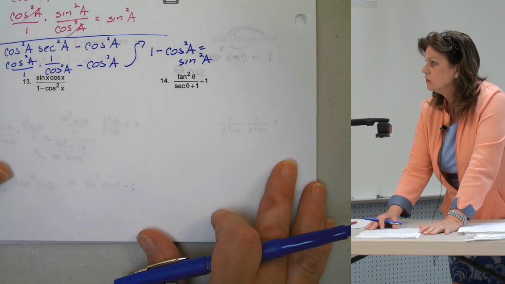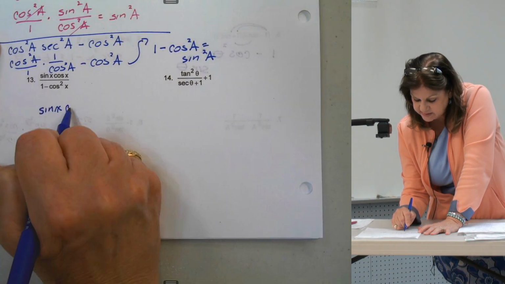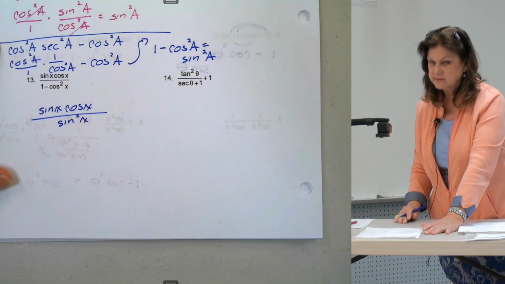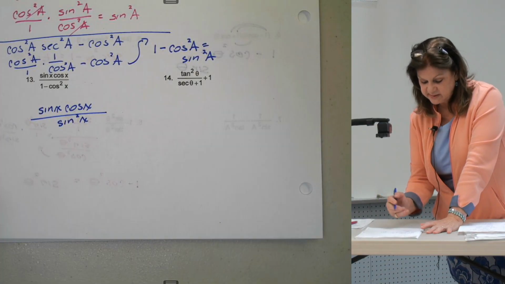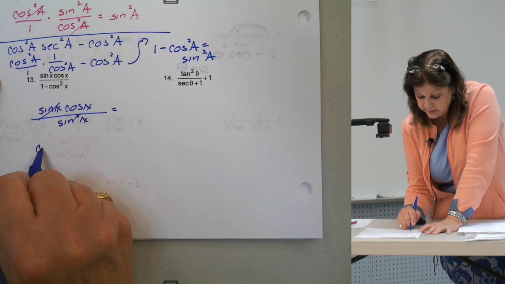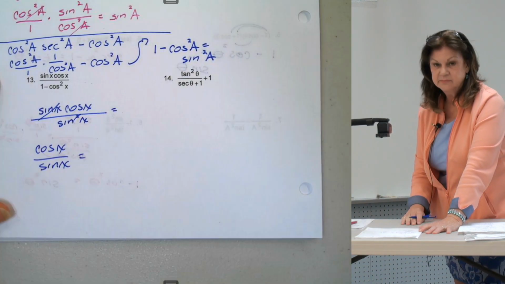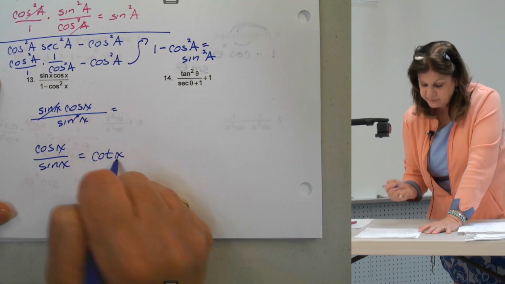And why is that important? Well, because now I have sine x cosine x over sine squared x, which means I can cancel out one of the sines. That goes away and one of those goes away, leaving me with cosine over sine. Okay, now it makes sense. That whole thing boils down to cotangent.